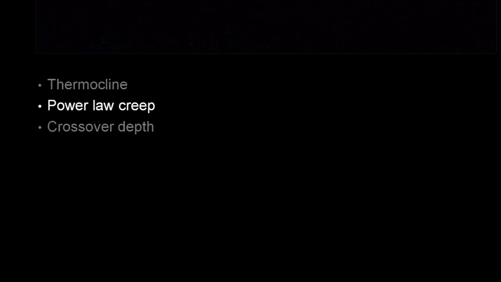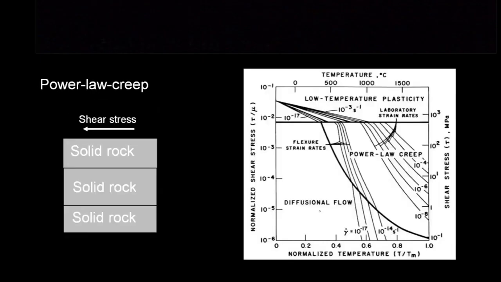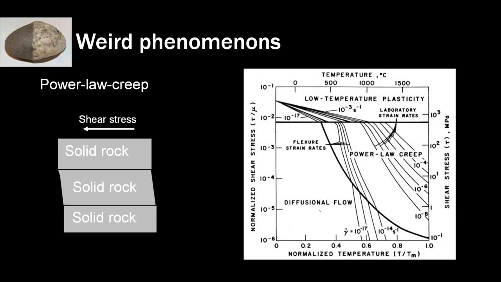Now the next issue is power law creep. Power law creep is a process that causes rock to become viscous without an increase in temperature. How do you do that? Well, let's assume we have several layers of rock, we put pressure on it, and we are going to push the top layer sideways. That is called shear stress. Then the middle layer will start to deform.